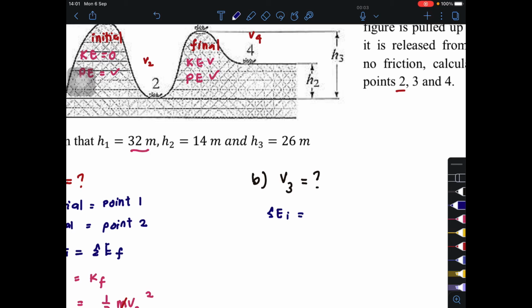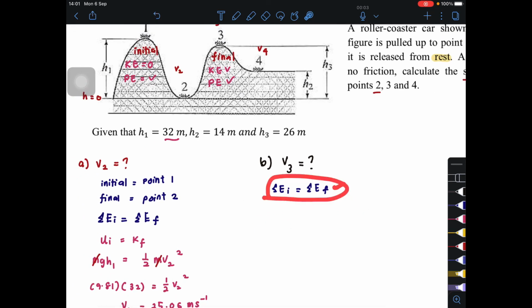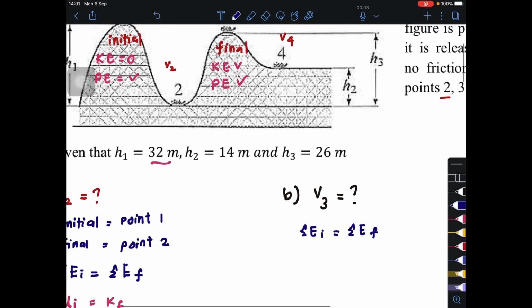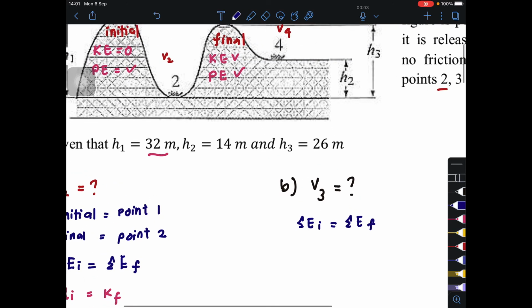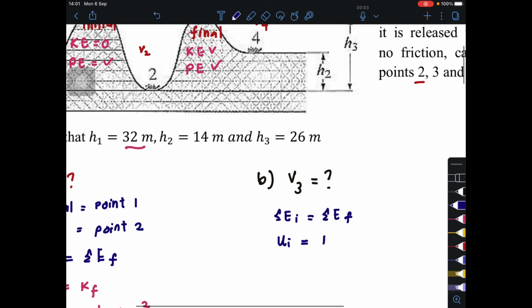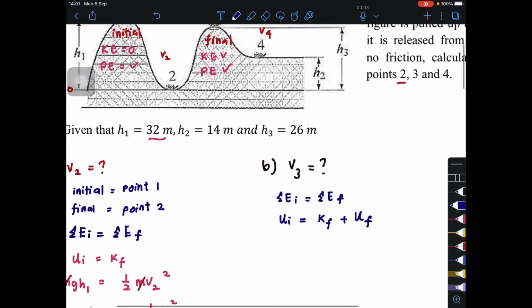Okay, get used to writing this one. This is the concept. You will get the mark for the concept here. So get used to writing the formula, and then substitute. Where initial we have potential energy equal to kinetic energy final plus potential energy final.